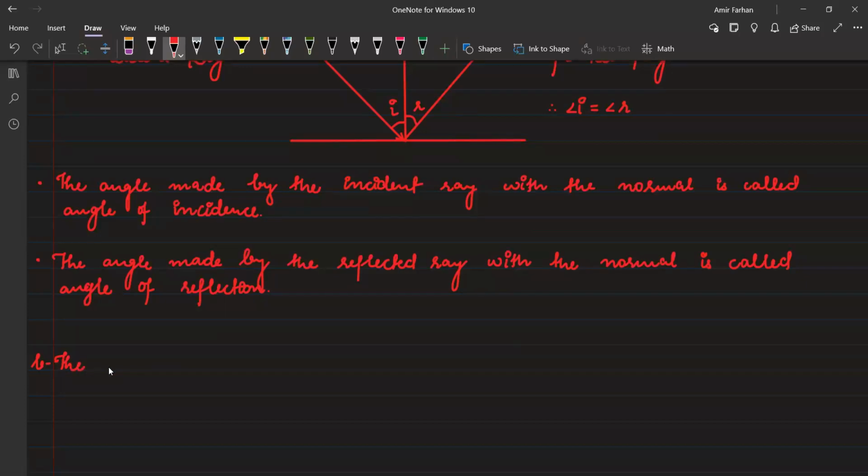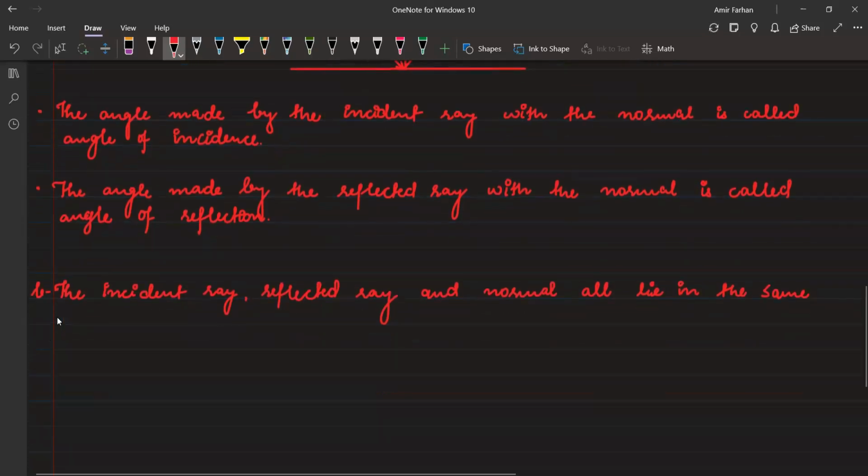The second law says that the incident ray, the reflected ray and the normal all lie in the same plane.